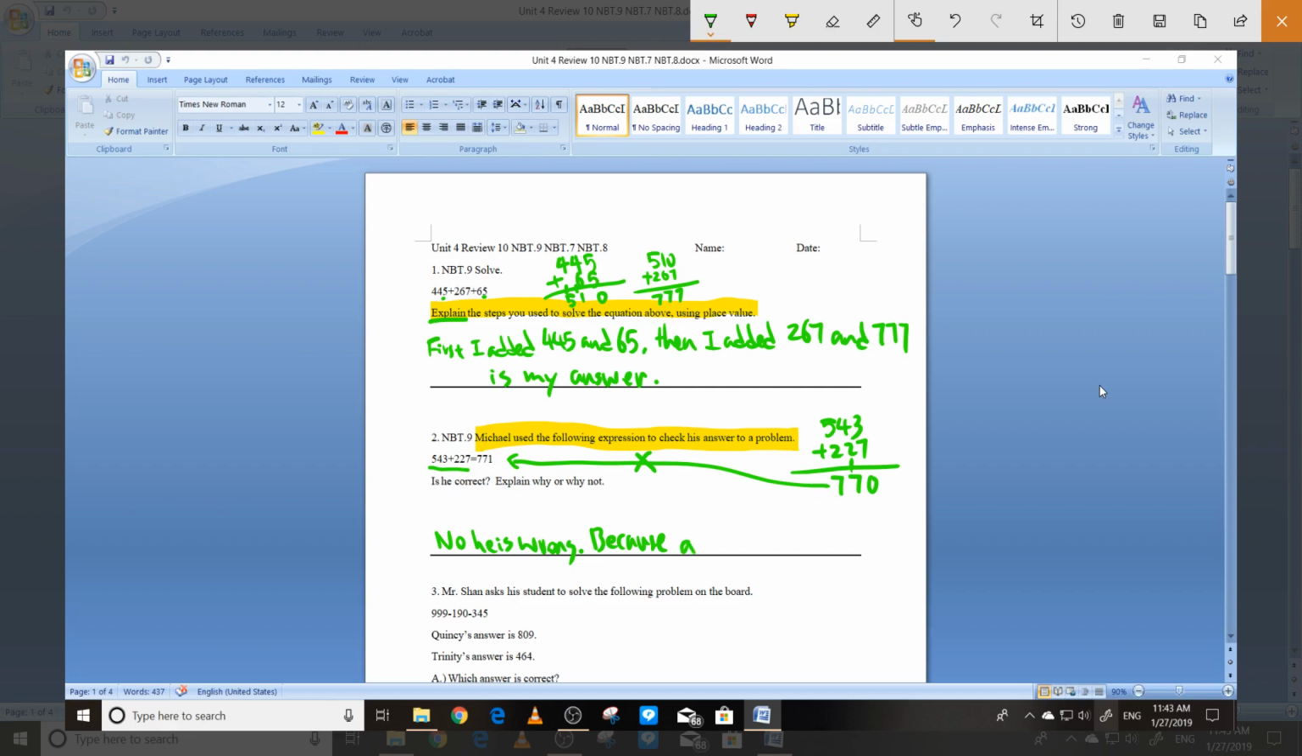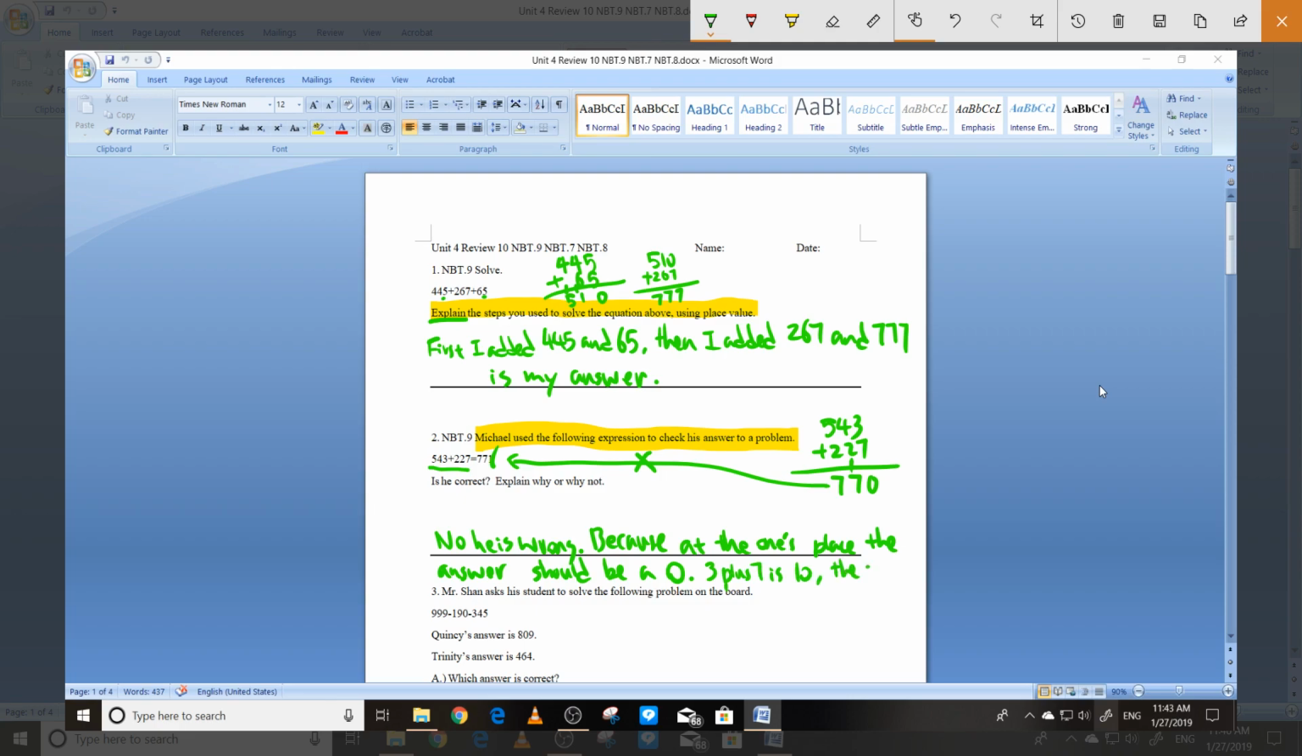See, 3 and 7, right? At the ones place, the answer should be a 0. See, 3 plus 7 is 10, so the ones place is 0, right? No matter what we got for the tens and hundreds place, we know this is not correct, because at the ones place we should have a 0. Therefore, it cannot be 771, right? That is why this is correct. You can just write 3 plus 7 is 10.